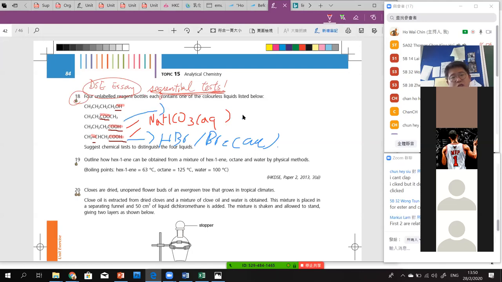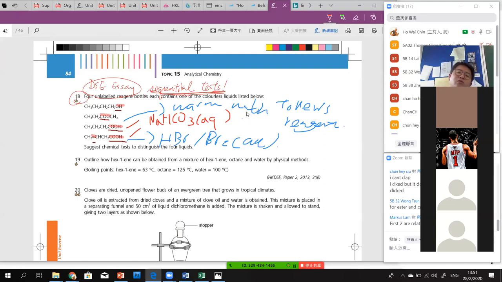Sequence. It's a sequence. So if I were you, I would first try to group two of them. It's not just testing one by one. Do you understand? The one who wrote in blue, do you understand? Sequential, in sequence. What is the first step? What is the second step?